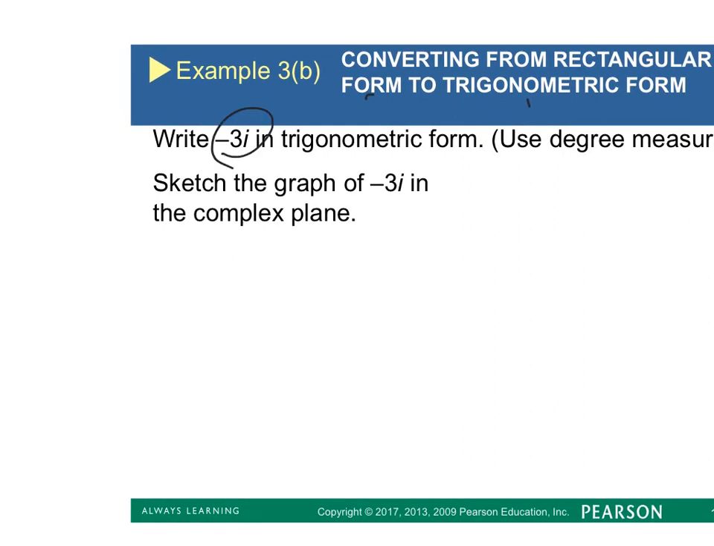Negative 3i. That means 0 plus negative 3i, or 0 minus 3i. So what does the graph look like? Zero left and right, but down 1, 2, 3. And so my complex number is graphed to here.